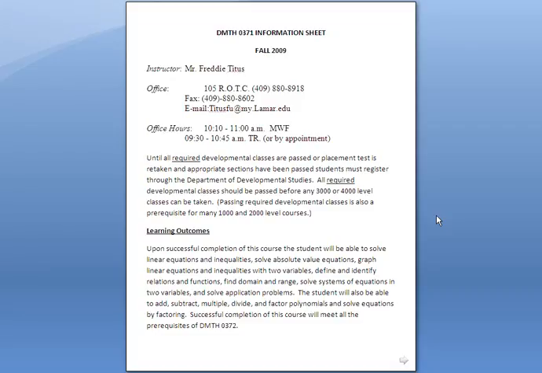Okay, once again, my name is Freddie Titus, and this is Developmental Math 0371, Section 1 or Section 3. I'm doing both sections together. My office can be found in the ROTC building, room 105.